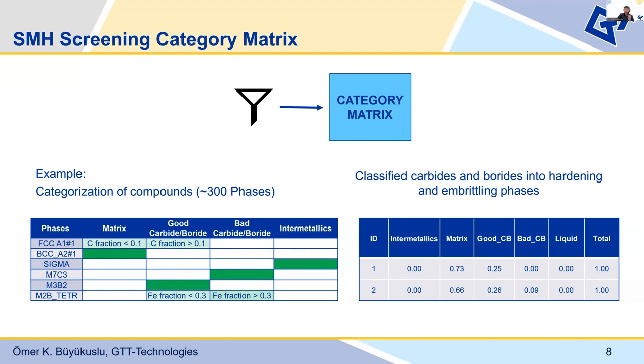Embrittling phases such as M7C3 are assigned to bad carbides and borides, whereas hardening phases such as M3B2 are assigned to the good carbides and borides categories based on our reference patent. On the right-hand side, you can compare 2 compositions with different ratios for phase categories. If you look at composition ID 1, it has no bad carbides or borides. Therefore, it could be a better candidate when we compare it to composition number 2.